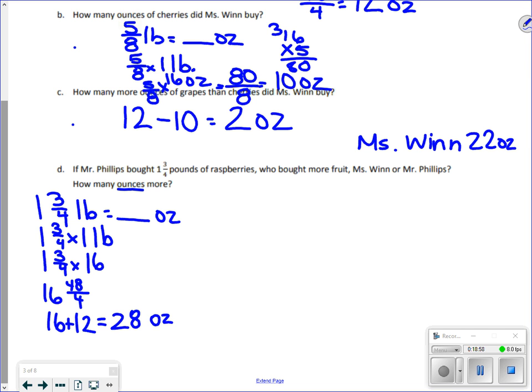I can't see that. No, because I scratched it out, but I just dropped down my one instead of adding one. 16 plus 12 is 28. He has 28. She has 22.